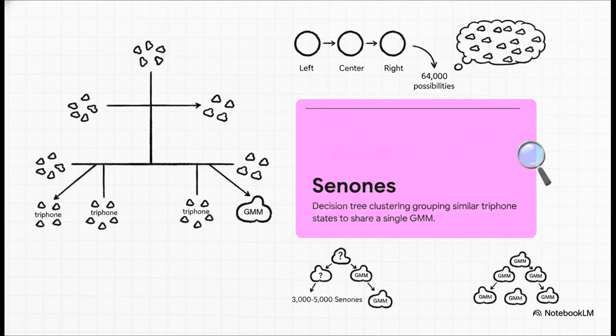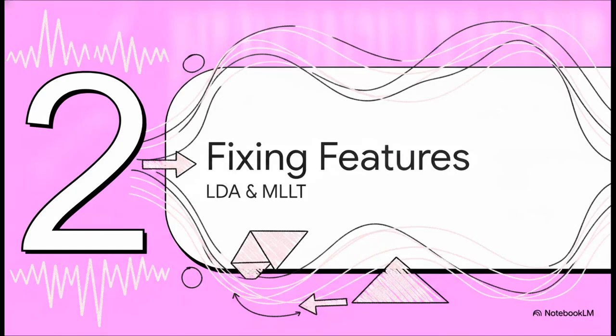Senones. Linguists create phonetic questions like, is the sound to the left a vowel, or is the right sound nasal, and they use a decision tree to cluster similar triphone states together into what we call Senones. This brings 64,000 totally unmanageable possibilities down to a neat 3,000 to 5,000 Senones, with each cluster sharing a single GMM. Absolutely brilliant. Moving right along to section 2, fixing features with LDA and MLLT.